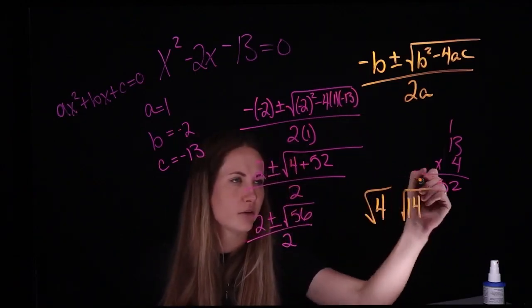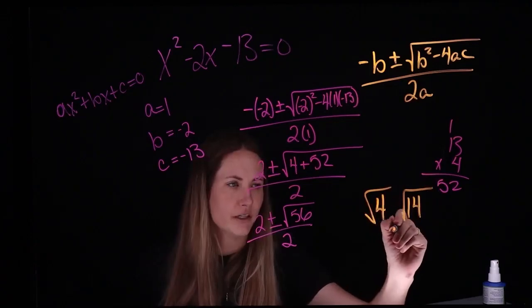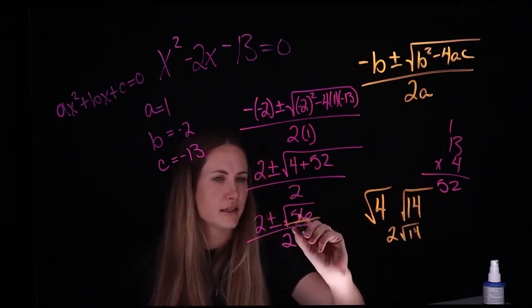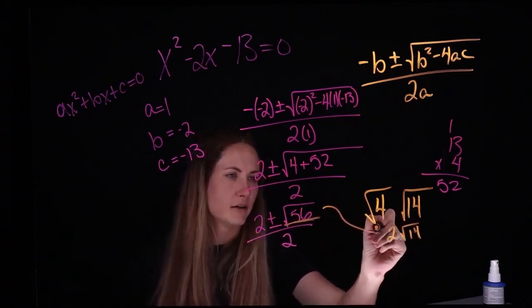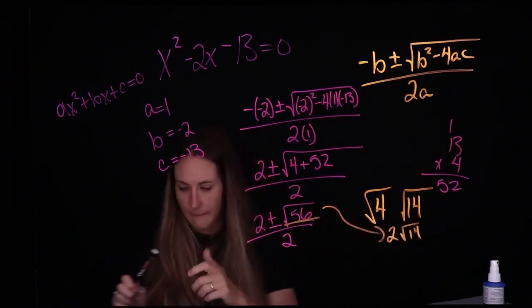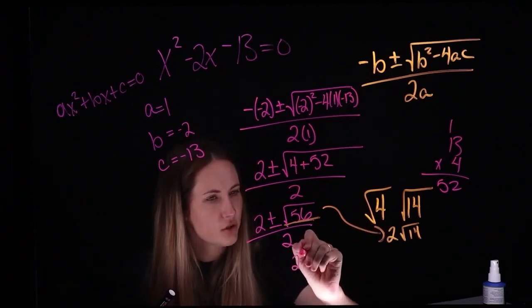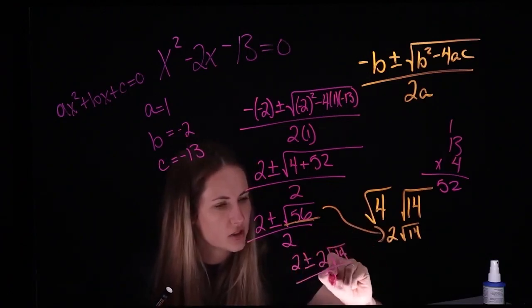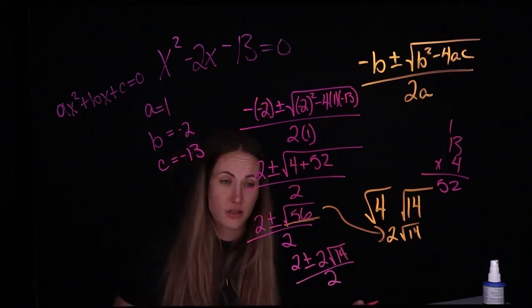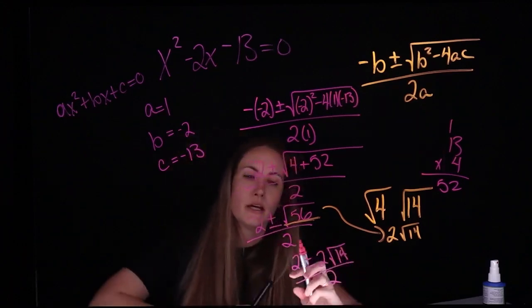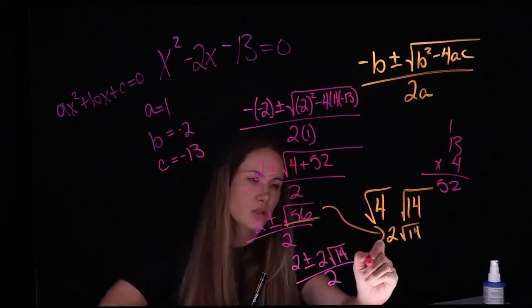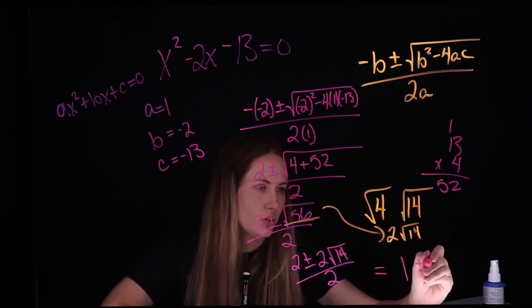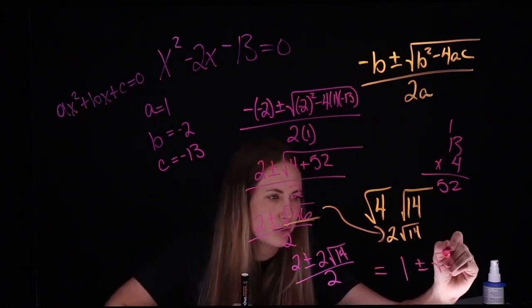And if I take the square root of what I can, the square root of 4 would be 2, square root of 14. So we're reducing this square root of 56 to this because they are the same thing. So we have 2 plus or minus 2 square root of 14 all over 2. Now that's still not the final answer because of all of these 2's. 2 can be divided by 2, which is 1. 2 can be divided by 2, which is also 1, but this one's square root of 14.